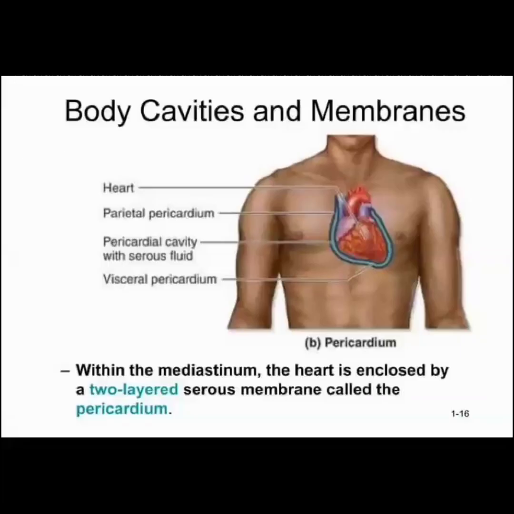Within the mediastinum, the heart is enclosed by two layered serous membrane called the pericardium. So in this picture, you can see the blue line around the heart is known as the pericardium. Pericardium is also divided into the parietal pericardium and the visceral pericardium.